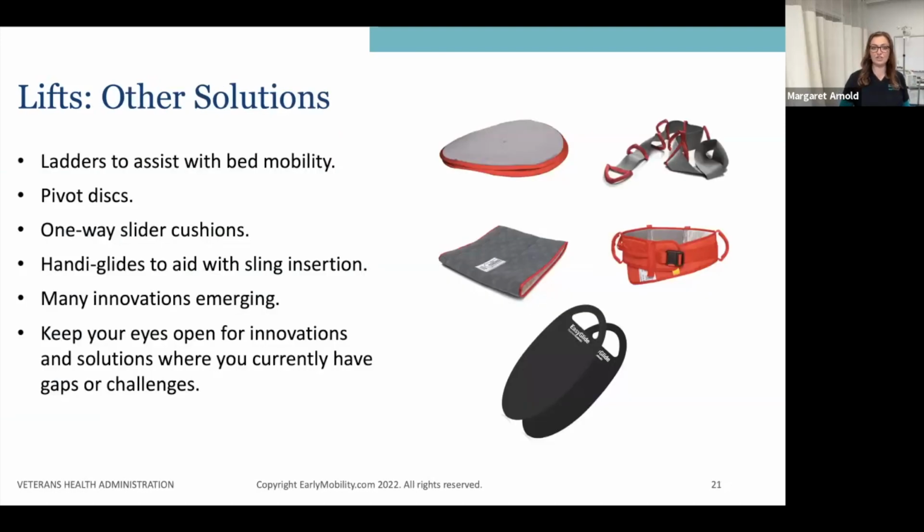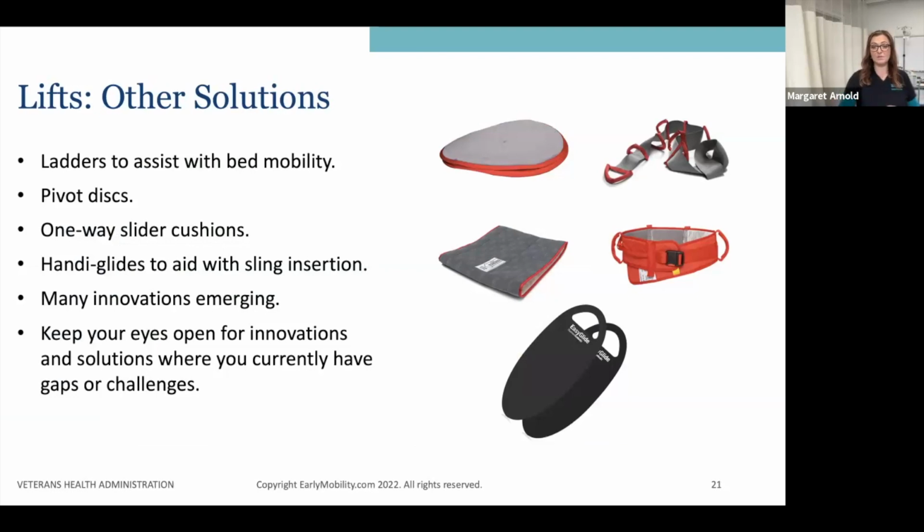There are other solutions that are what we call miscellaneous solutions. There's ladders that can assist with bed mobility, helping lift limbs in and out of bed, or helping a patient pull themselves up from a supine to a sitting position.